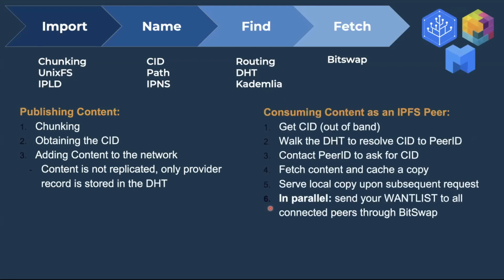On the consumer side, you need to have the CID, as we just discussed, out of bounds. Then you walk the DHT to resolve the CID to a peer ID, and then you connect and fetch a copy. This copy, once you download it, is cached locally on your machine.